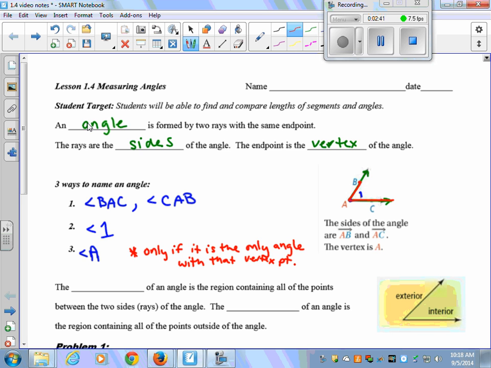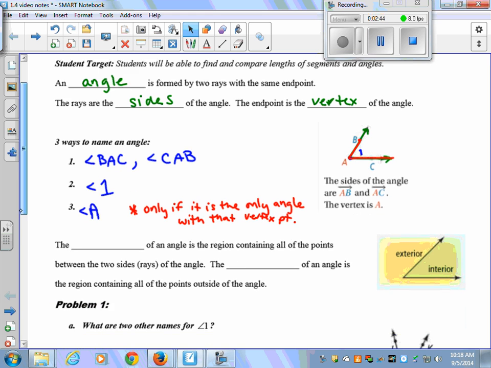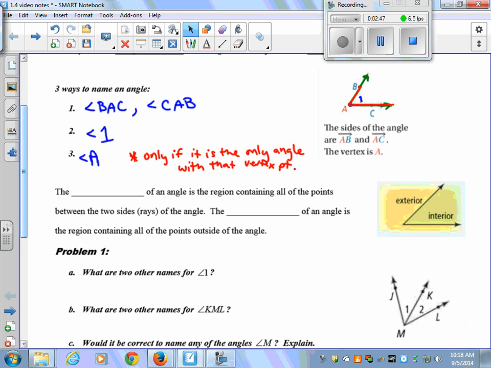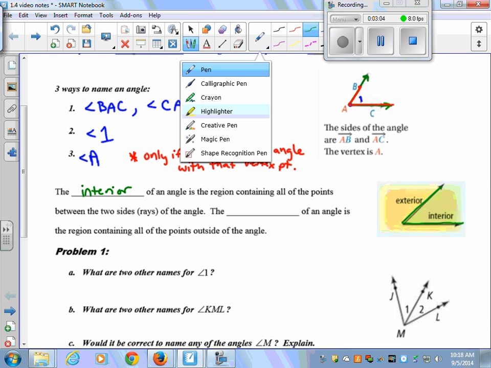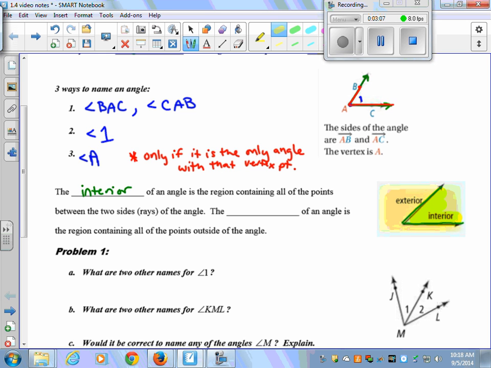Okay, continuing on here, the interior of an angle is the region containing all of the points between the two sides. So the interior is going to be, if you look at the diagram here, here's our angle. The interior is going to be all of these points that are inside here. So this is the interior. If you think of it as like an alligator mouth, interior is everything that would be inside the mouth. Exterior is going to be everything on the outside of the mouth. Okay.